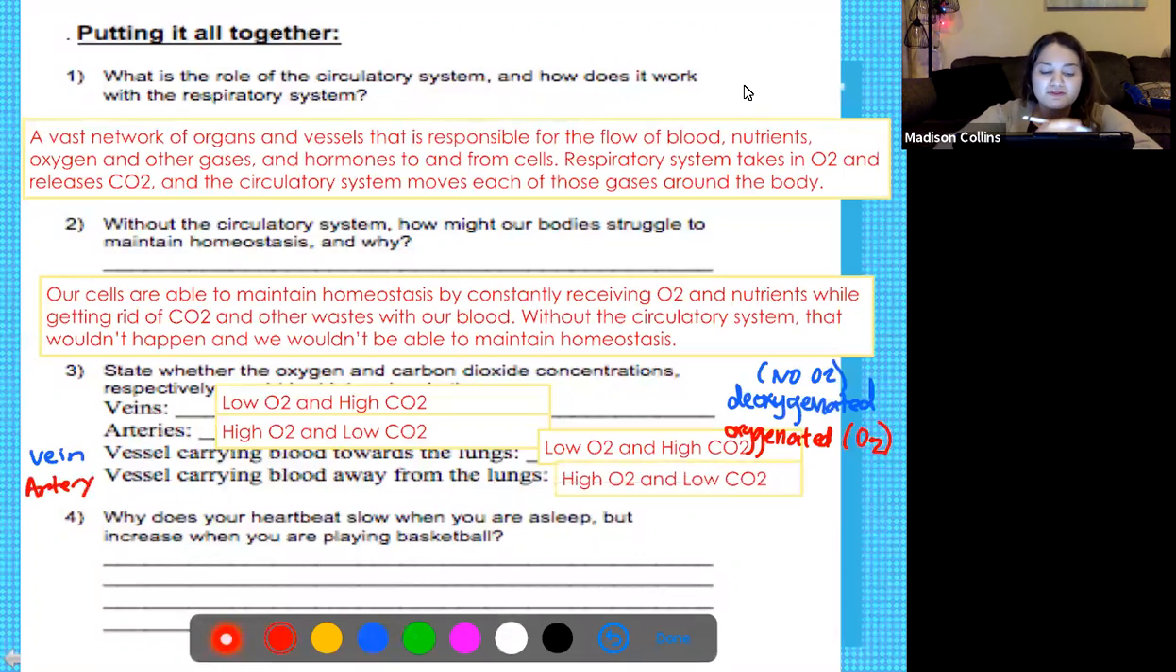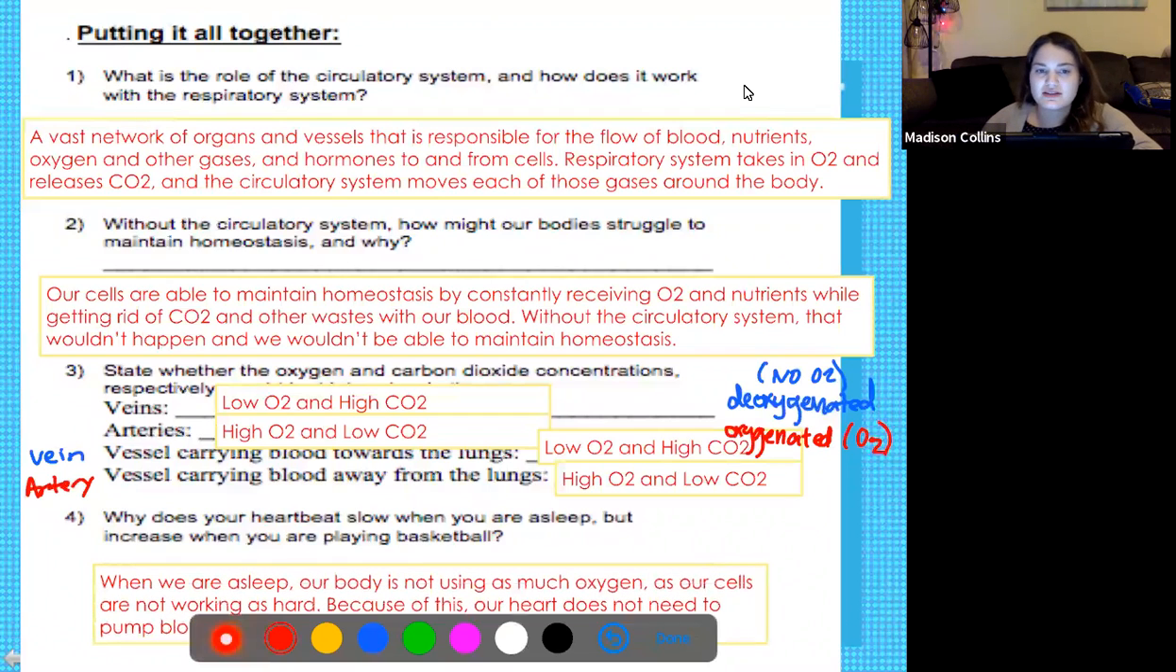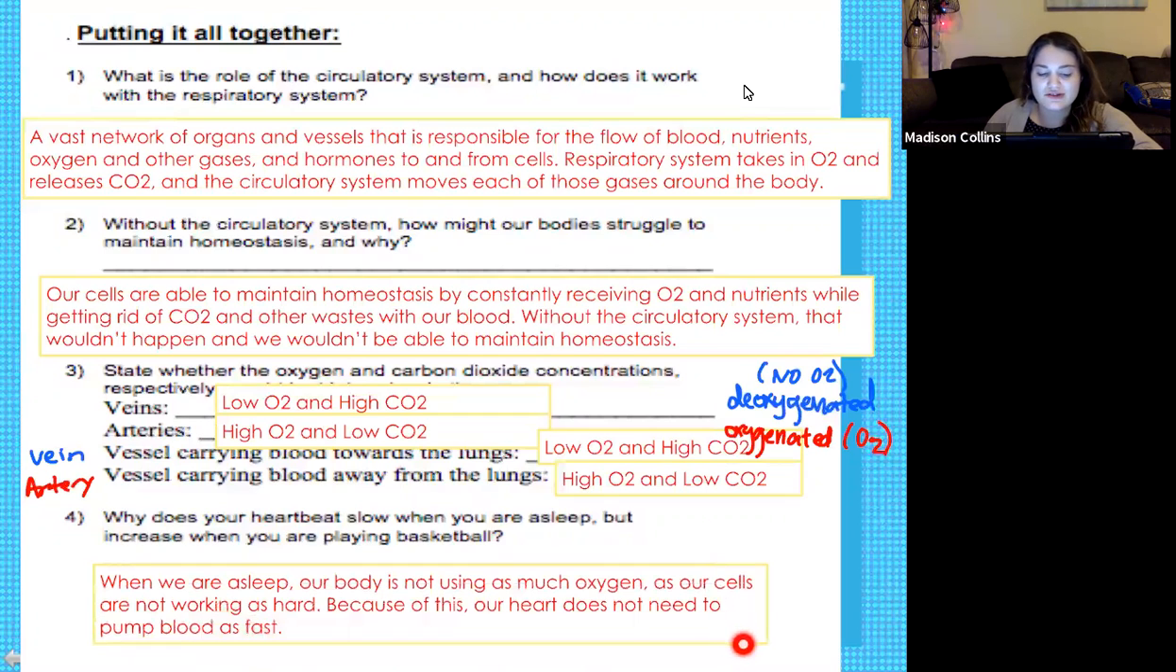All right, finally, number 4. Why does your heartbeat slow when you are asleep, but increase when you are playing basketball? So this one required you to think a little bit. But hopefully you came to the conclusion that when we are asleep, our body is not using as much oxygen as our cells are not working as hard. And because of this, our heart does not need to pump blood as fast.